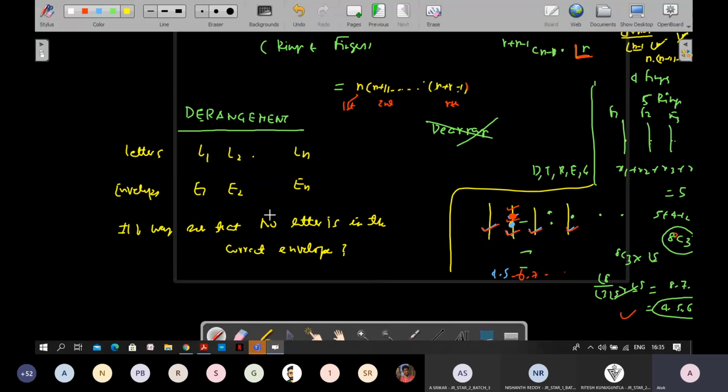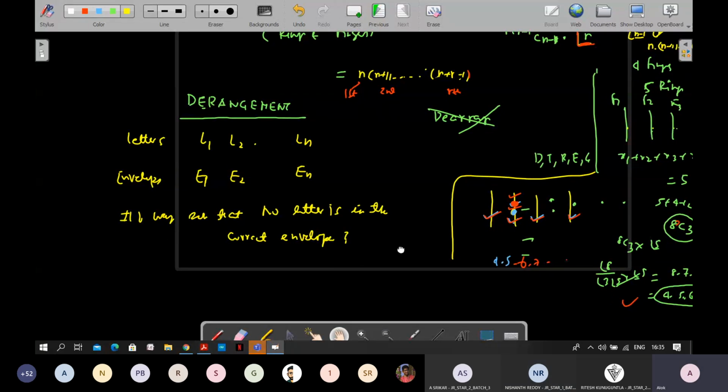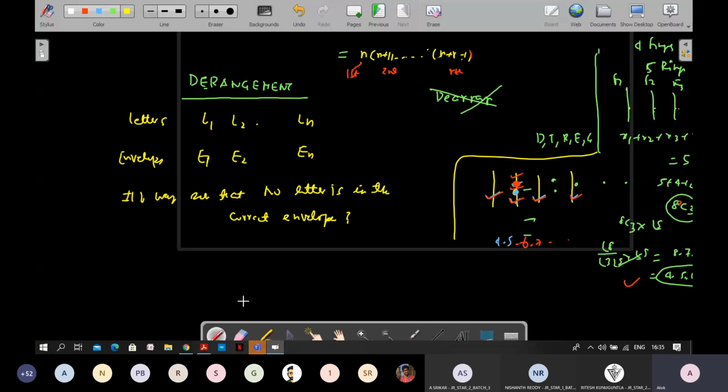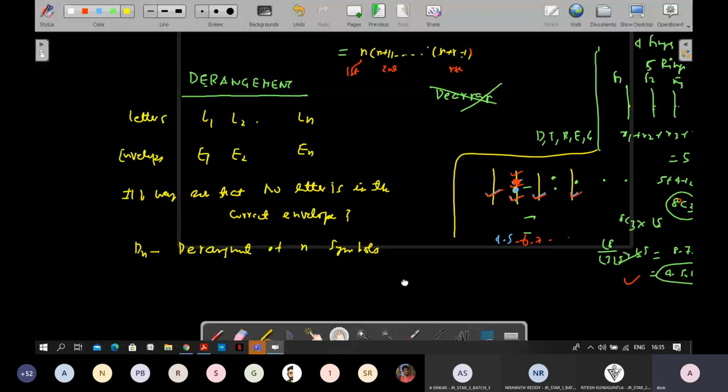So same here: L1, L2, Ln, and E1, E2, En. In how many ways can it happen that L1 does not go to E1, L2 does not go to E2, and Ln does not go to En. This is an abstract thing. It means nothing in the place it is supposed to be. So it is called derangement on n symbols, called Dn. Notation is always like a weapon of a mathematician. Derangement of n symbols has got some expression also.